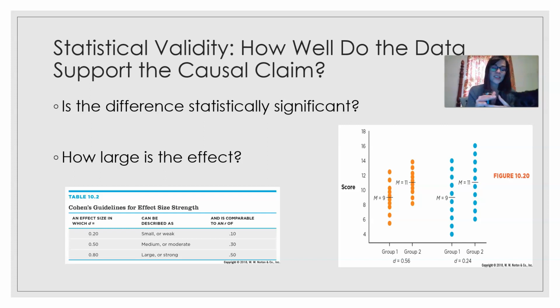But these are the guidelines for Cohen's d's effect size strength. So this is pretty similar to the guidelines for correlation coefficients. So a Cohen's d of 0.2 is a pretty weak effect. So basically this. A Cohen's d of 0.5 is a moderate effect, such as you see here. And a Cohen's d of 0.8 is a very large effect.